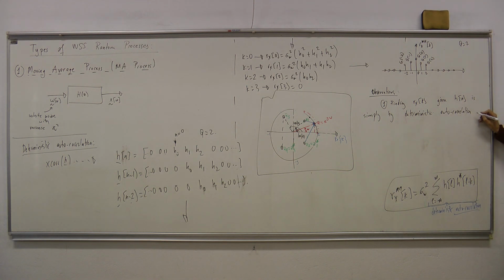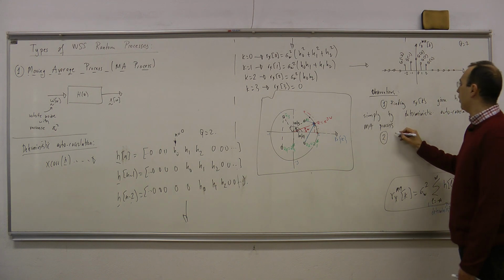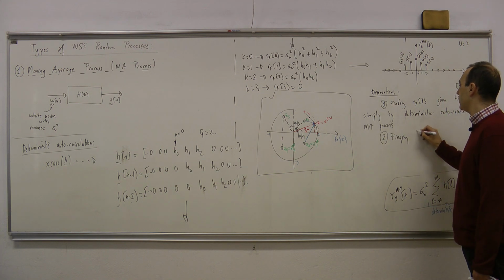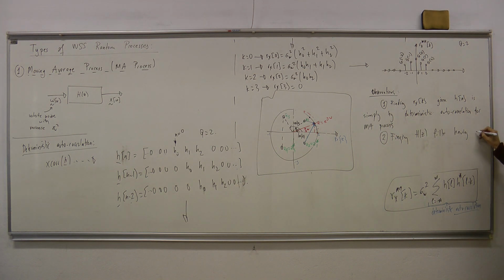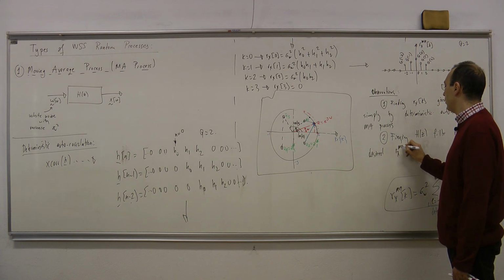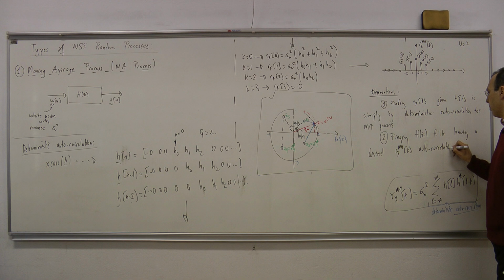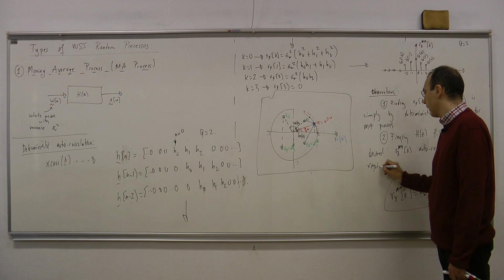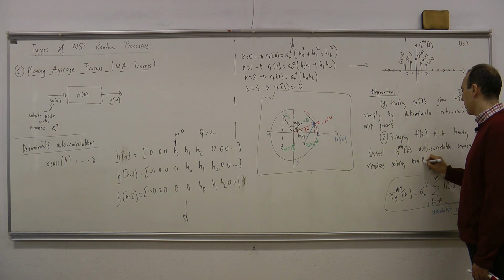Which is basically nothing but convolution, deterministic autocorrelation for the MA process. Number two, finding, let's say, the H of z filter having a desired Rx moving average K autocorrelation sequence, the reverse problem, requires solving nonlinear equations.